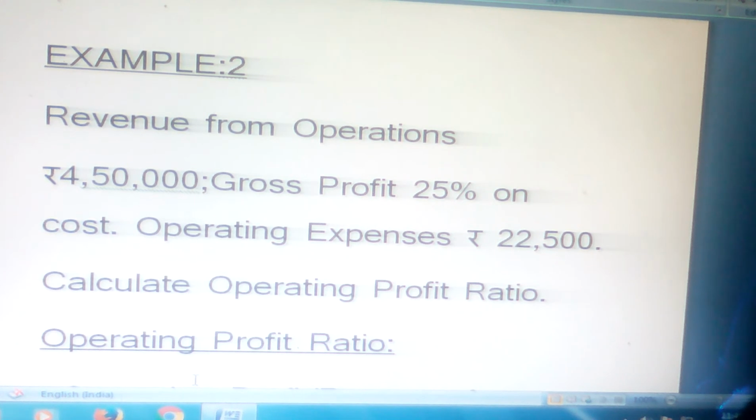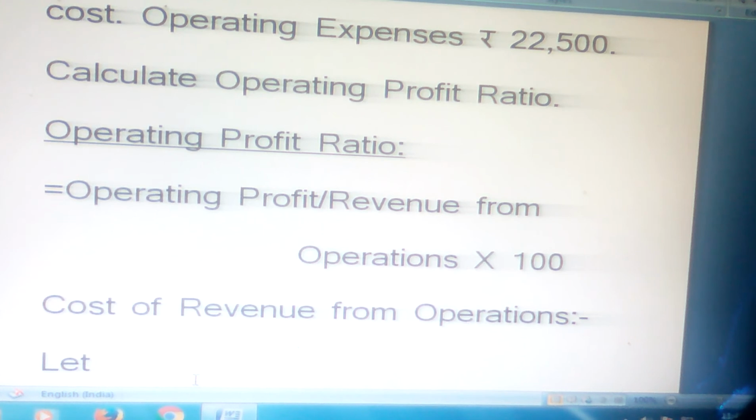Revenue from operations 4,50,000. Gross profit 25% on cost. Here profit is 25% on cost, so you have to be very careful to see here. Operating expenses 22,500. Calculate operating profit ratio. So what is our operating profit ratio formula? Operating profit divided by revenue from operations into 100.